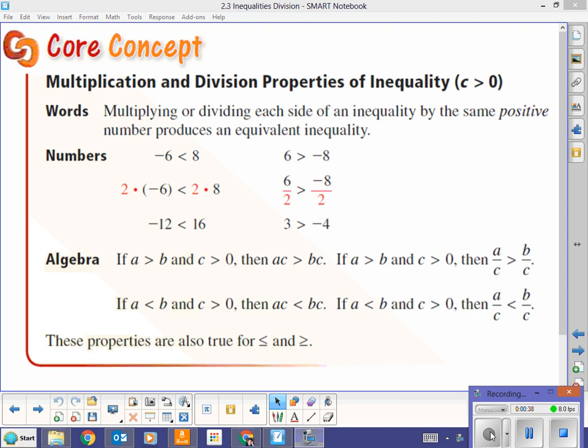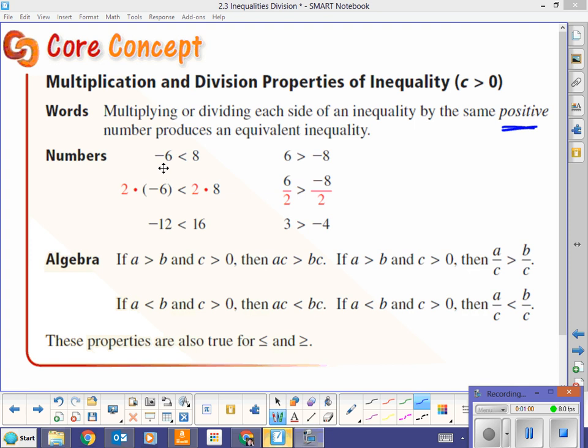Here's our first concept, and this is where equations and inequalities kind of diverge. There's one big difference in solving them, and it's kind of split into two things. Okay, and this is it. Multiplying or dividing each side of an inequality by the same positive number produces an equivalent inequality.